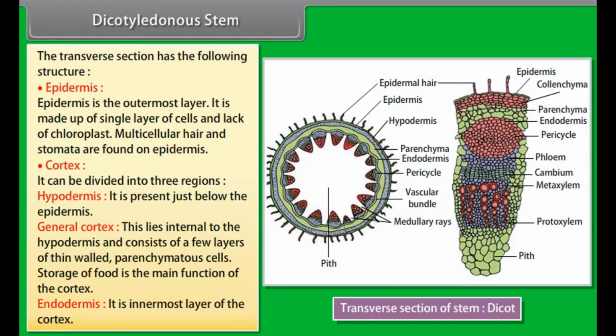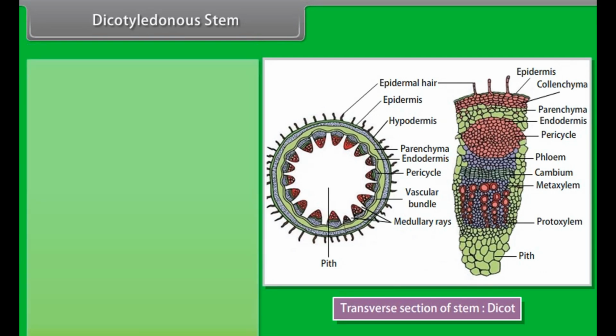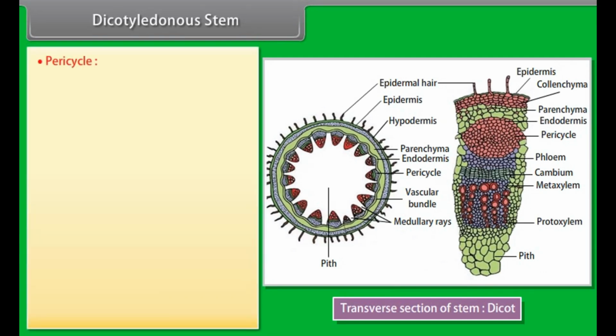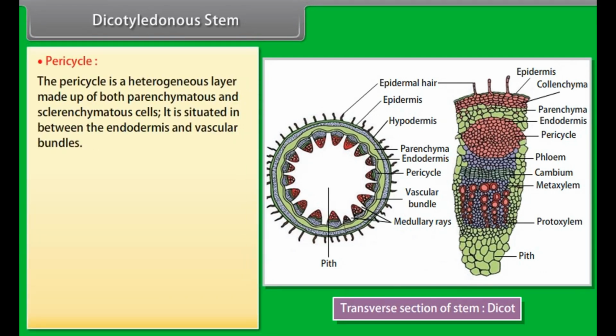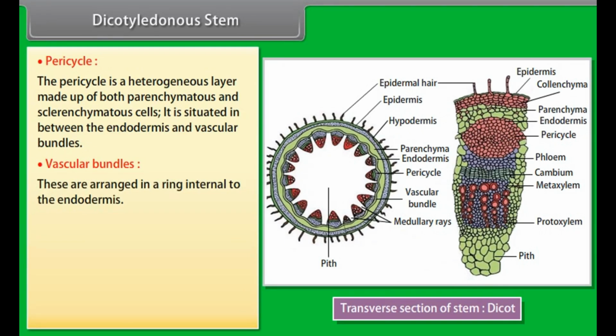Endodermis. It is the innermost layer of the cortex. Pericycle. The pericycle is a heterogeneous layer made up of both parenchymatous and sclerenchymatous cells. It is situated in between the endodermis and vascular bundles. Vascular bundles. These are arranged in a ring internal to the endodermis.